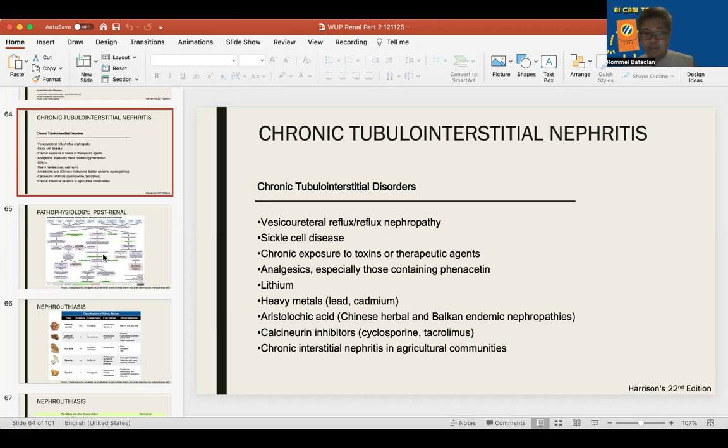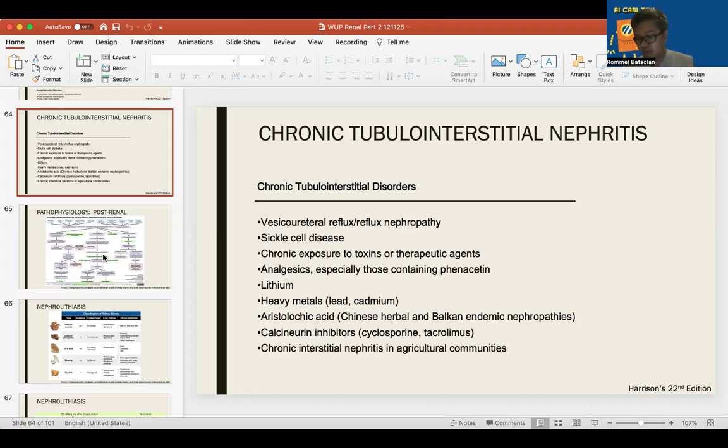And in terms of management, we have to remove the inciting agent, similar to the acute tubular interstitial nephritis. If there's obstruction, you have to relieve that obstruction, either by medical or by surgical means. Managing the metabolic abnormalities, like potassium supplementation, use of bisphosphonates in hypercalcemia, and giving allopurinol or febuxostat if hyperuricemia is present.